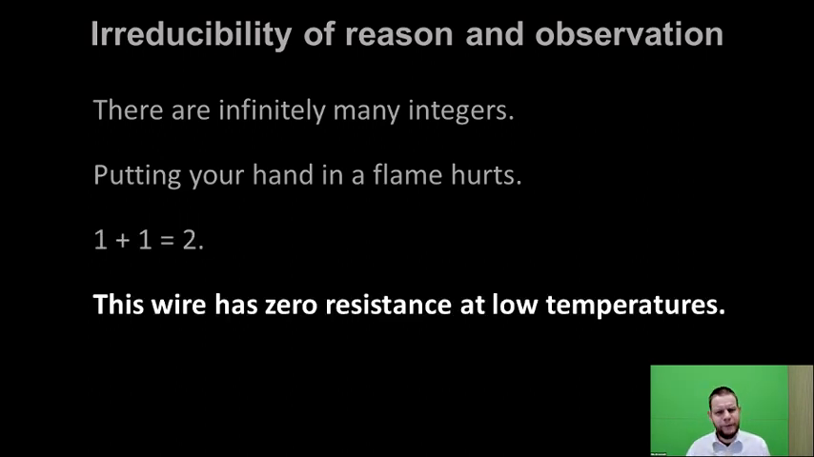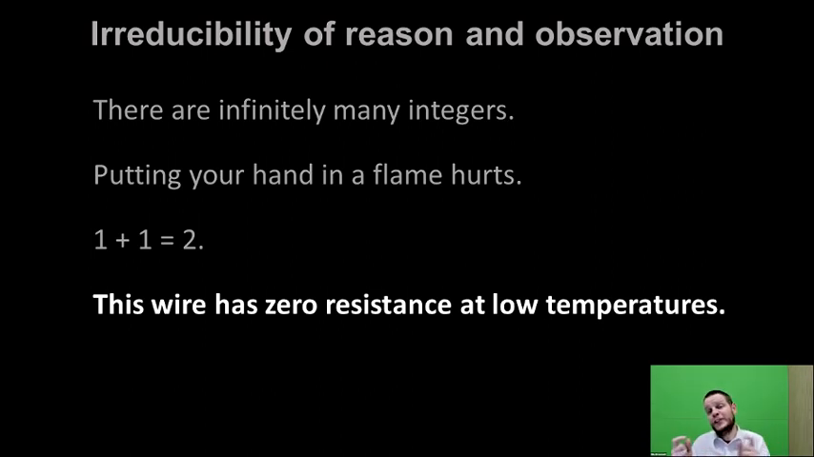Now, if I'm in a lab and someone says, oh, at low temperatures, this wire has 0 resistance. There's nothing in reason alone which will tell me that. I can't do the maths without any observation. I need to know what kind of wire, what kind of temperature. I need to have some experimental details about this.